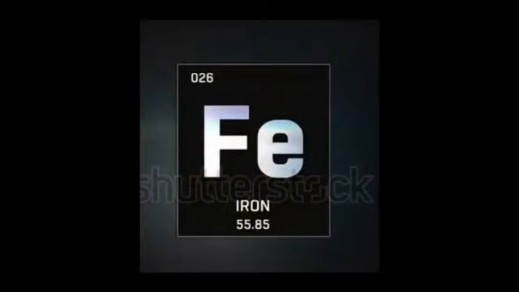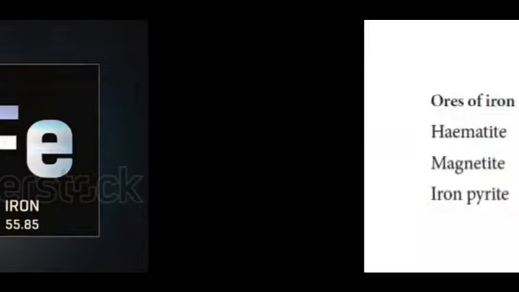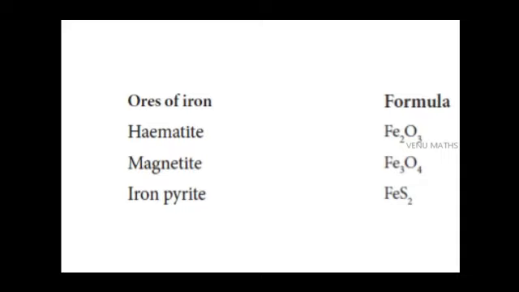Next to aluminium, the most abundant metal is iron. In nature, iron will be found as oxide or sulfide or carbonate. The important ores of iron are hematite, Fe2O3, magnetite, Fe3O4 and iron pyrite, FeS2. The chief ore of iron is hematite.